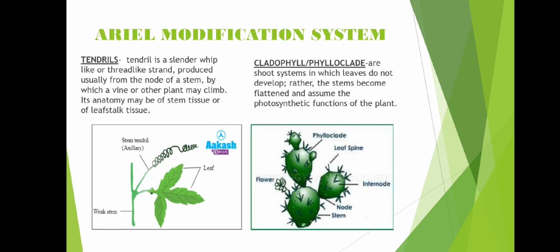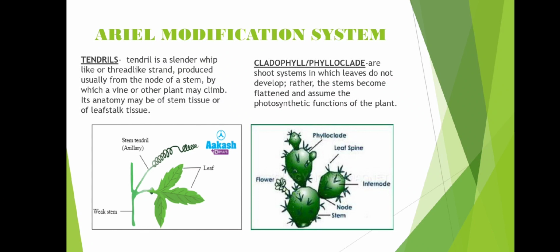Aerial modification system. Tendrils. A tendril is a slender whip-like or thread-like strand produced usually from the node of a stem by which a vine or other plant may climb. Its anatomy may be of stem tissue or the leaf stalk tissue. So makikita nyo sa given picture ko yung para siyang spring. So yun yung tinatawag na tendril stem.